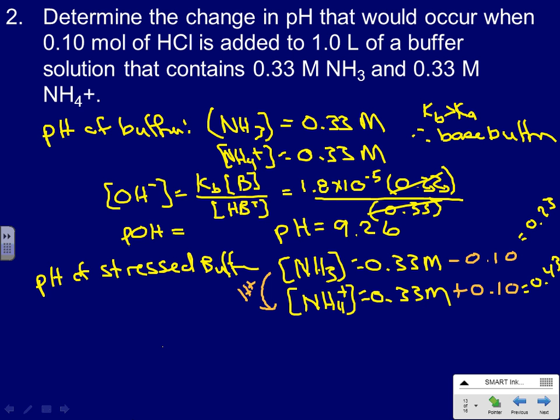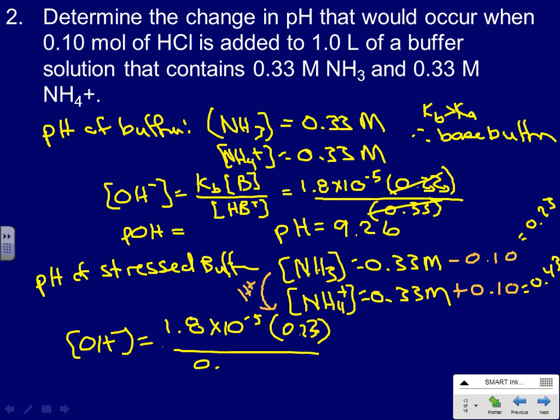Again, it's still a base buffer. Just because I've added some acid to it doesn't make the Ka and Kb relationship any different. I'm still using OH minus, and I'll just put the number in, 1.8 times 10 to the negative 5. And the B goes on top because this is a base buffer, 0.223 over 0.43.